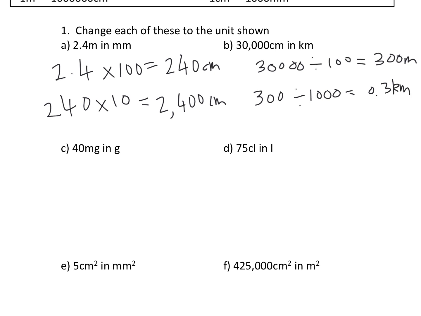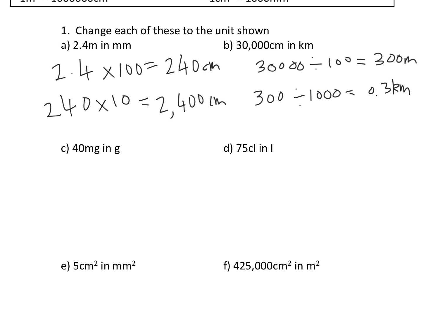So from A and B, notice if you're going from a large unit to a small unit, the actual number will get bigger. If we're going from a small unit to a big unit, the actual number gets smaller. Obviously the measurements are all the same size, it's just that the value gets bigger because the units change, or smaller because the units change.